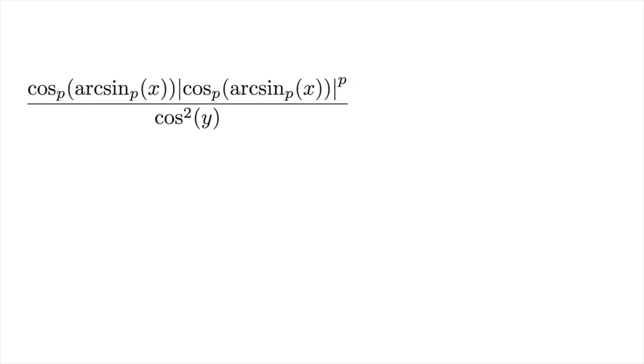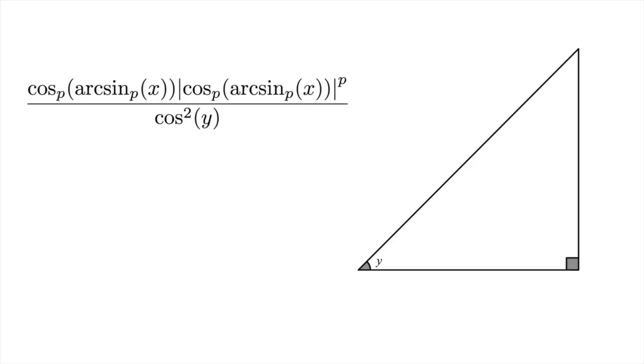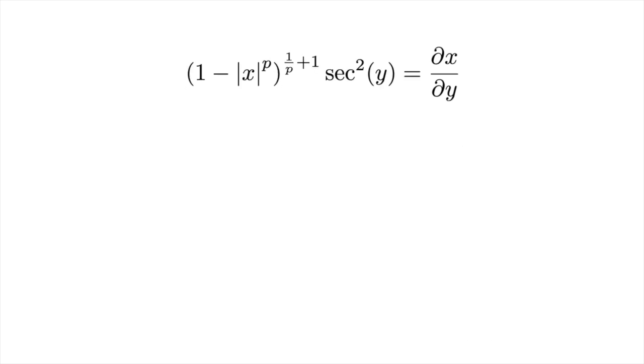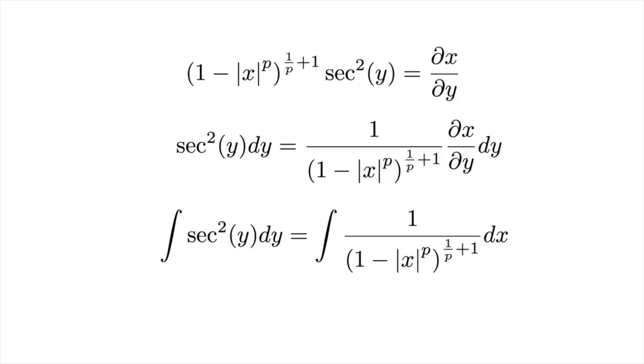Now to rewrite this in a simpler form, we're going to use a p-norm triangle like in Chapter 7. The sine of the angle y is x over 1, and that makes the final side (1 minus the absolute value of x to the p) all to the 1 over p. Using this, we can find cosine base p of y and rewrite our numerator like so. I also made that reciprocal of cosine squared a secant squared. Now that it's in this form, we're ready to separate and integrate.